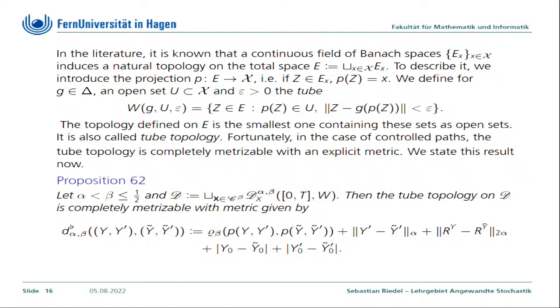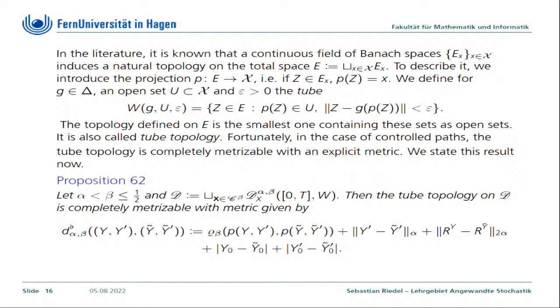Okay, so let's look at the metric. So we take the disjoint union of all the controlled paths. I do something now which is a bit different than before. I index them here by rough path, not only by the Hölder path as before. So here a rough path and not only Hölder path. Here I choose, for simplicity, gamma equal to beta. So there are no 3 indices anymore, but only 2.